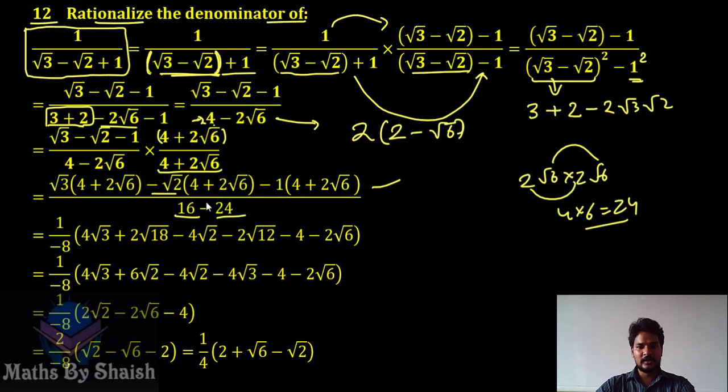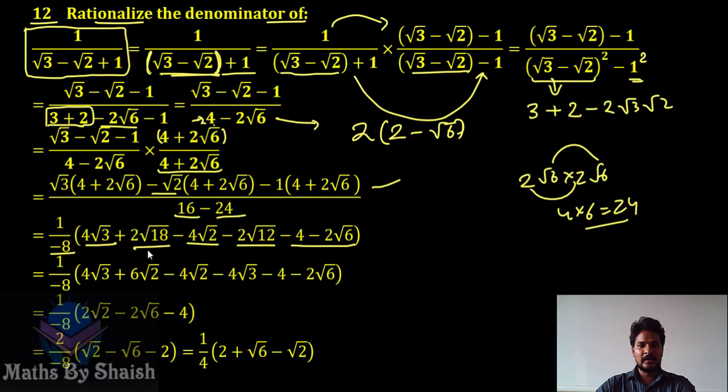So 16 minus 24 is minus 8. And the numerator, if we solve: root 3 into 4 is 4 root 3, root 3 into 2 root 6 is 2 root 18, minus 2 root 2 into 4 is minus 4 root 2, minus plus minus, root 2 into 2 root 6 is minus 2 root 6. Similarly minus 1 with this, so we got minus 4 minus 2 root 6.